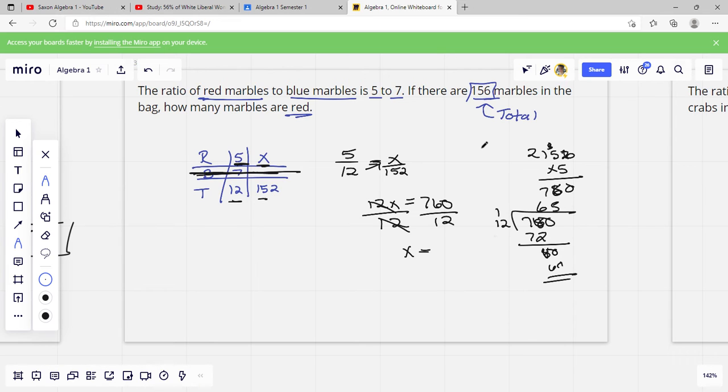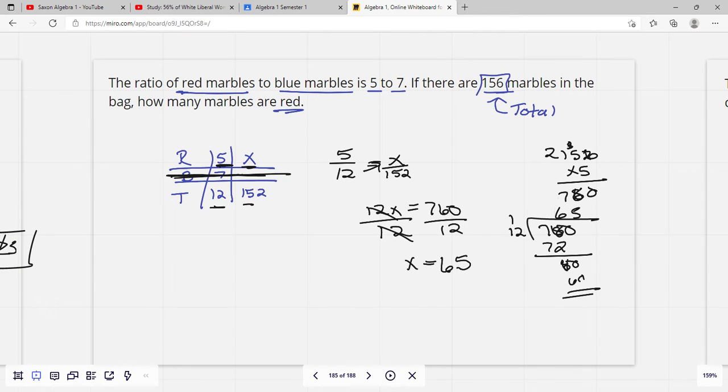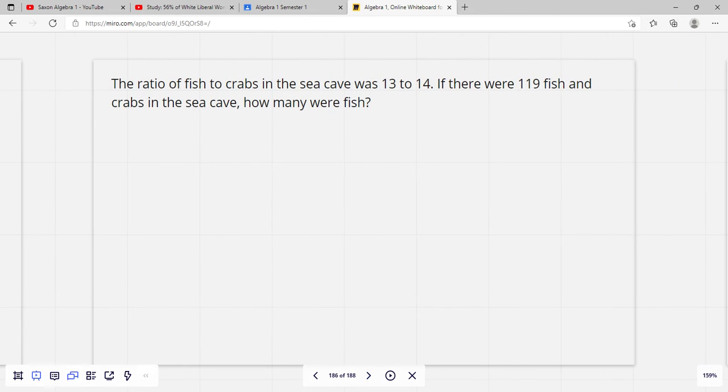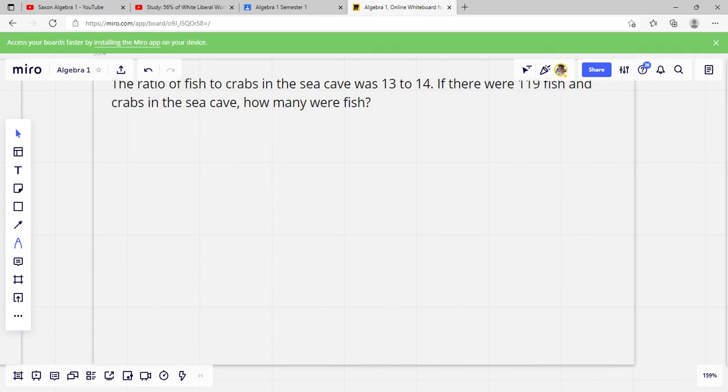All right, so the answer is 65. The main part on these is just figuring out how to set it up. So it's going to be that tic-tac-toe box. We're going to try another one.